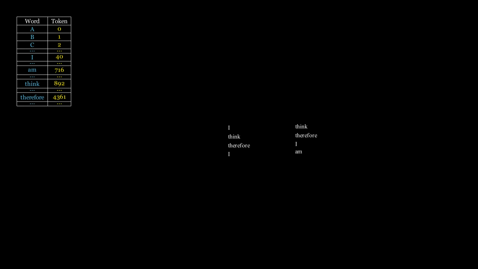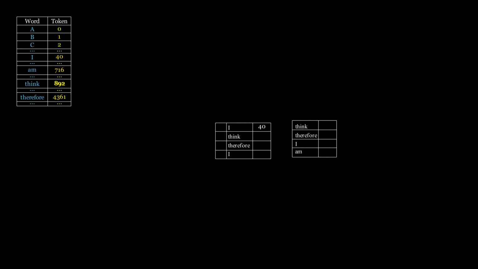For training, we turn it into input X and label Y by shifting it one word. So the input sequence, I think therefore I, and the target sequence, think therefore I am. At every position, the model sees X and is asked to predict the corresponding word in Y. So let's tokenize both X and Y using the vocabulary.